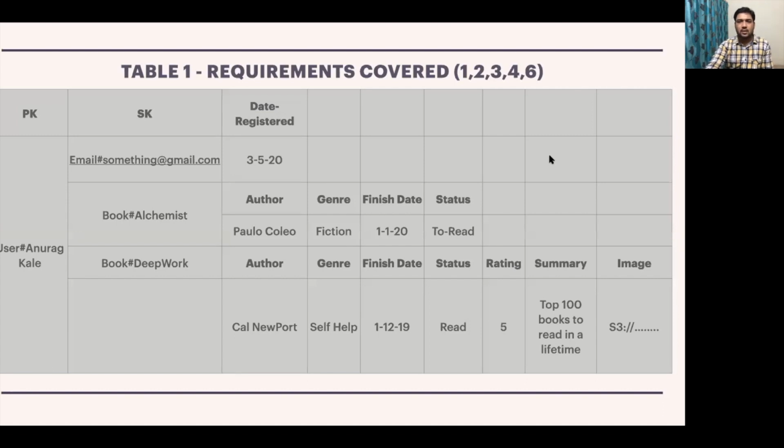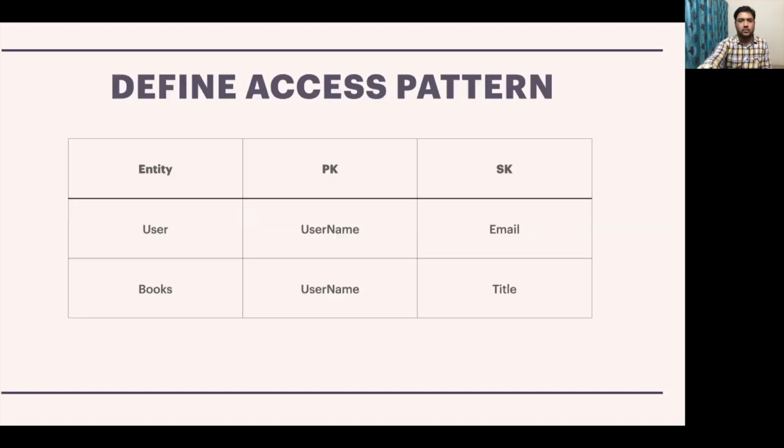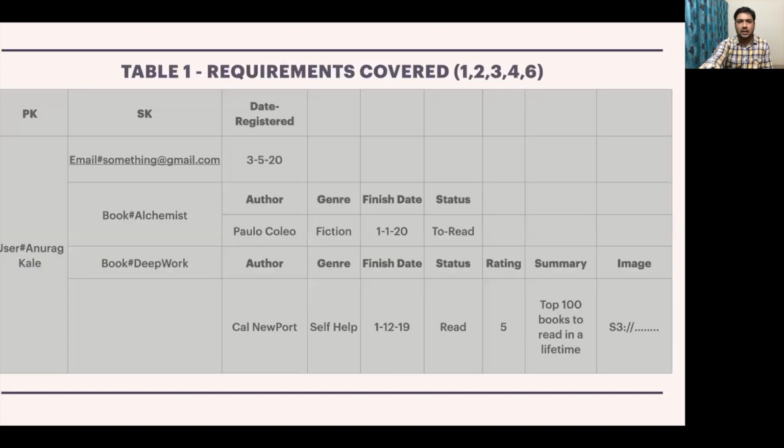Now, for both of these options, for user and books, the primary key that I've come up with is username and the sort key is email and title. If you see on the left, the primary key is user hash Anurag Kai, and the sort key for the first option is email hash something.